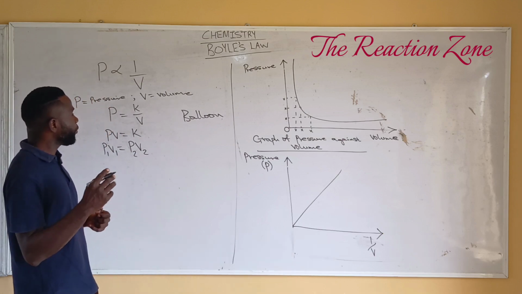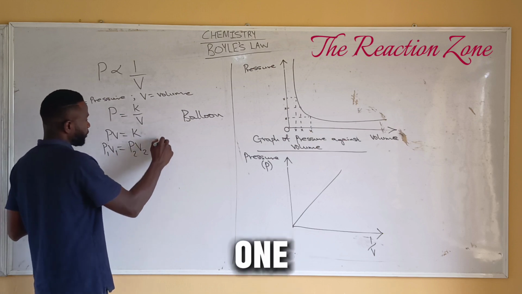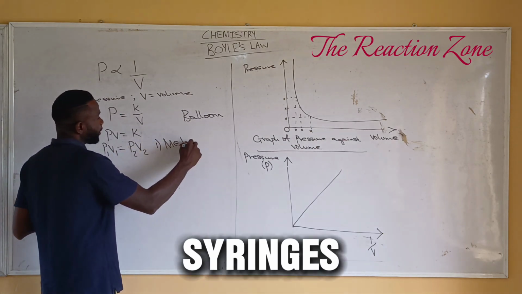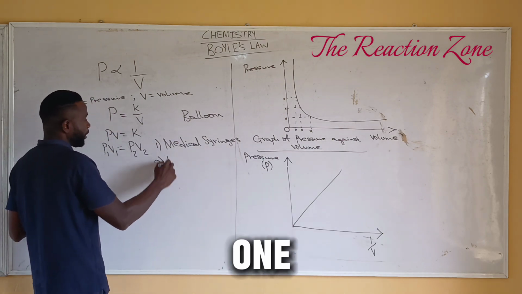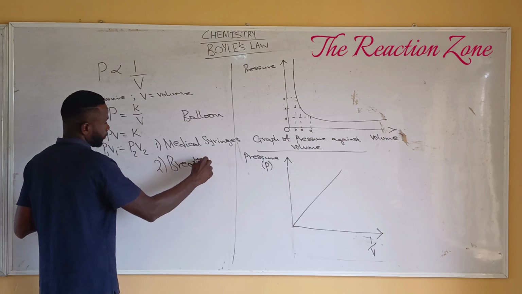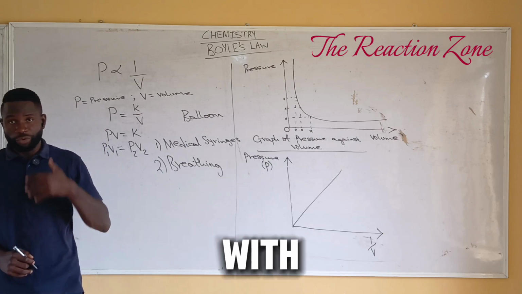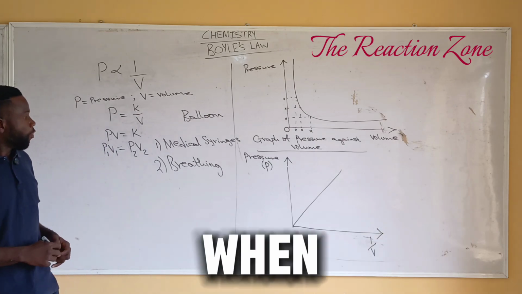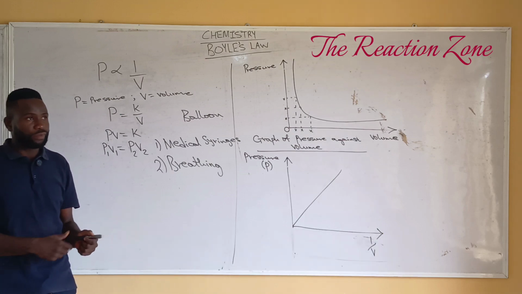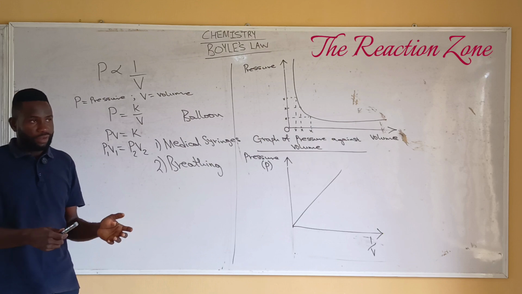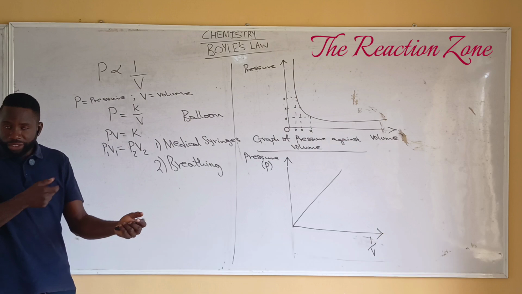We're going to look at two real-life applications of Boyle's law. The first one is in the use of medical syringes. And the second one is in breathing. Medical syringes work with Boyle's law. When the plunger of a medical syringe is pulled back, the volume increases and the pressure decreases, and this enables fluid to be drawn into the syringe.